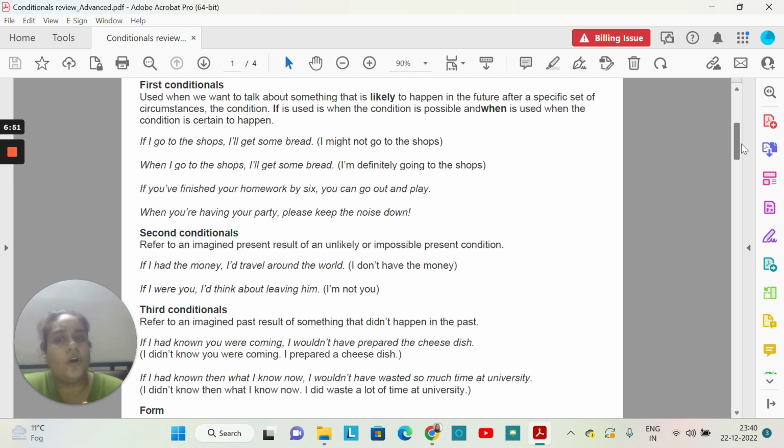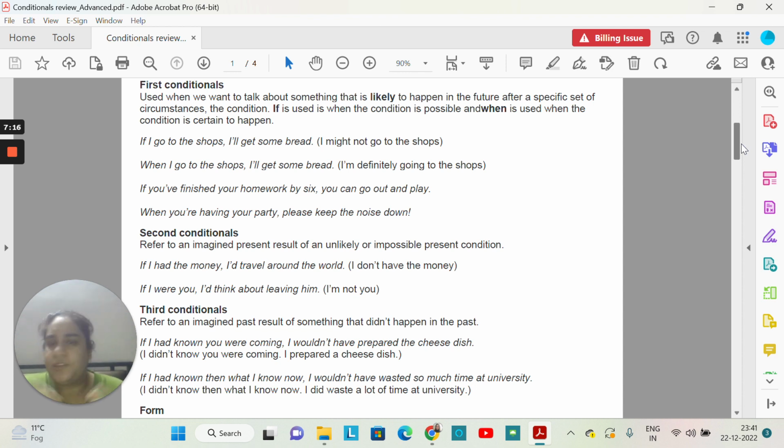If I go to the shops, I'll get some bread, which means there is a possibility you're not going to the shop. So if you go, then only you'll get some bread. If you don't go, then obviously there is no bread. You're not getting the bread. When I go to the shops, I'll get some bread. Here it is a certain answer. That means you will go to the shop and you will get the bread.